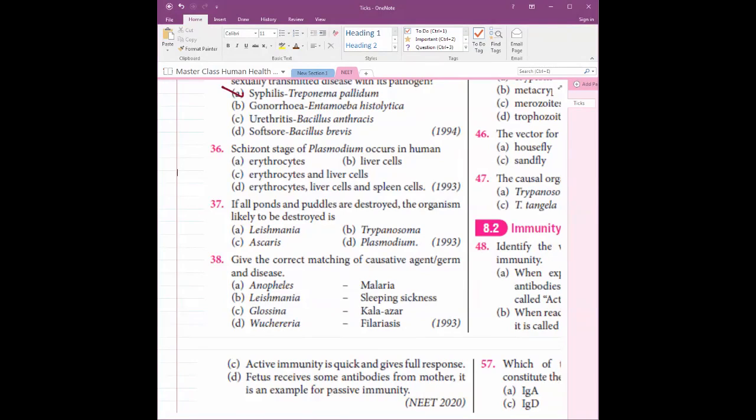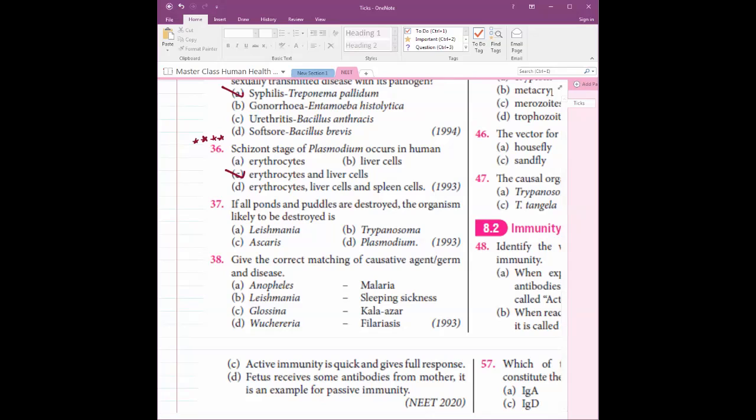Okay, so guys, when we talked about the schizonts, where did we say this is going to happen? In your blood, basically in your RBCs. But always remember, some part of it also happens in your liver cells. In the hepatocytes, the merozoites are formed, and some of them go on to form the schizont stage in the liver as well. So the general answer would be erythrocytes, because most of the time they will give you erythrocytes only. But if liver cells is present along with it, then the answer will be erythrocytes and liver cells.